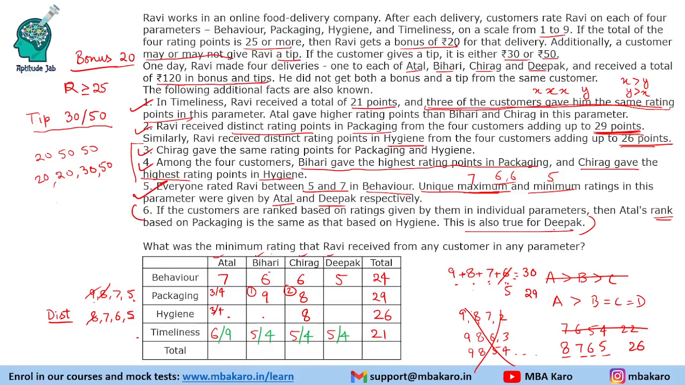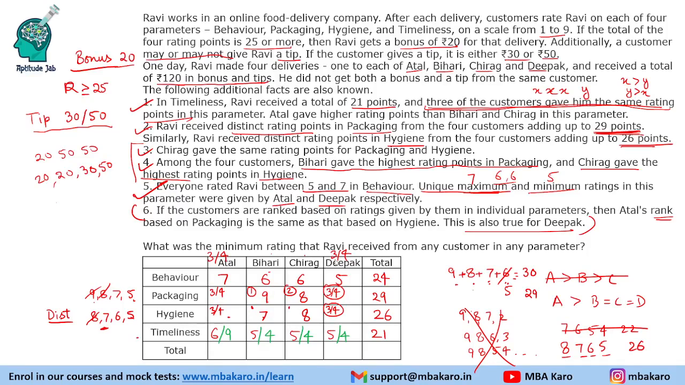This is also true for Deepak. So in packaging also Deepak is third or fourth, because if Atal is third, then Deepak will be fourth, and vice versa. So in hygiene also he should be either third or fourth depending on Atal's rank. So these are the first two people, right? Highest is 8, second highest is 7. So 7 will go to Bihari. Now Atal and Deepak are third or fourth in packaging and hygiene. So one of the persons will be third, one of the persons will be fourth. Now let's do one thing.